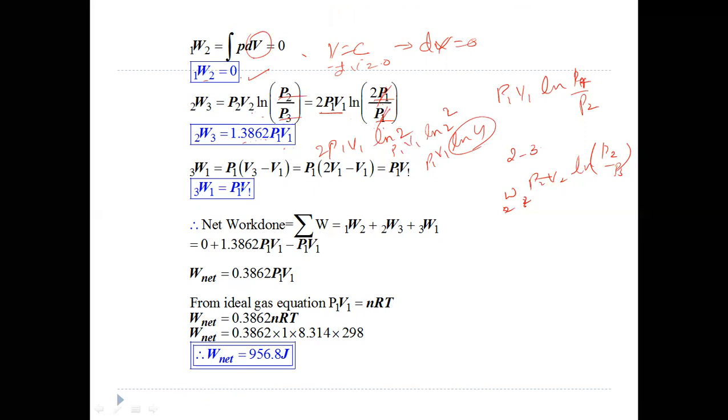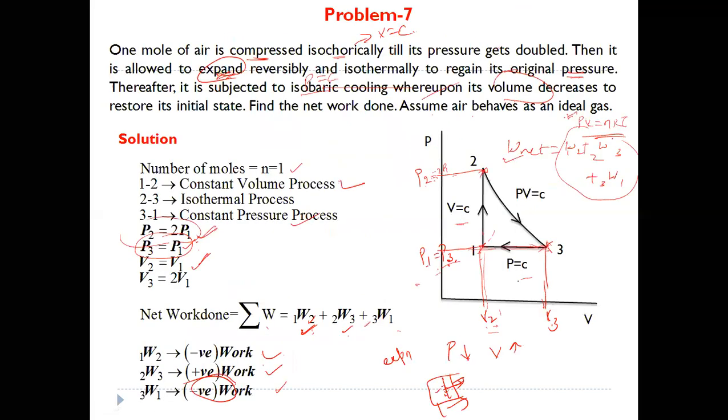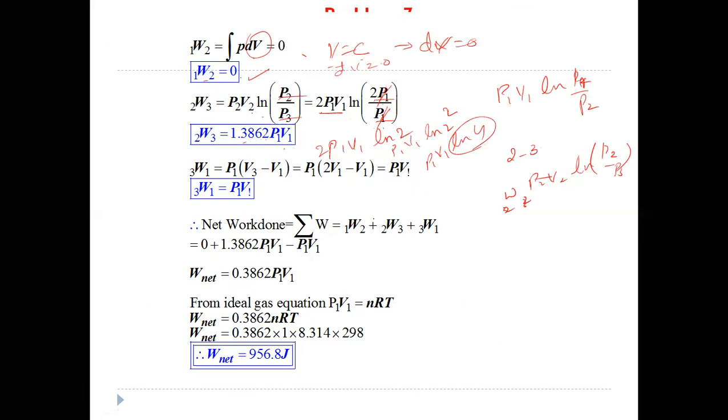Next, considering the 3 to 1 process. The 3 to 1 process is a constant pressure process. The formula for work done in a constant pressure process is P into V2 minus V1. So P1 into V3, which is 2V1, minus V1. So 2V1 minus V1 is V1. So P1 V1 is the work done for the 3 to 1 process.